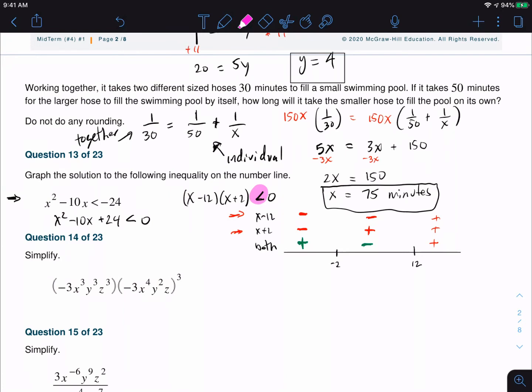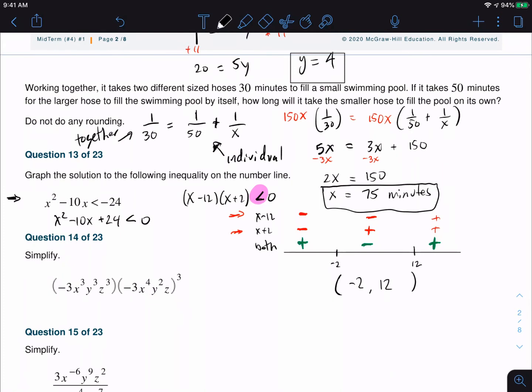And since the answer has to be smaller than 0, our interval, because it doesn't have an equal sign below it, is in parentheses, and I'm going to go from negative 2 to 12, because that's where they both were negative. Does that make sense? Okay, so I should make that a positive in green so it's distinguished. So that's how you solve this type of problem.